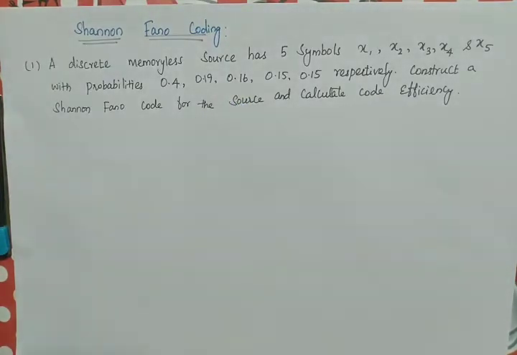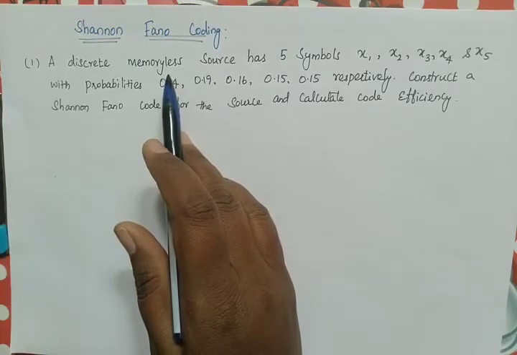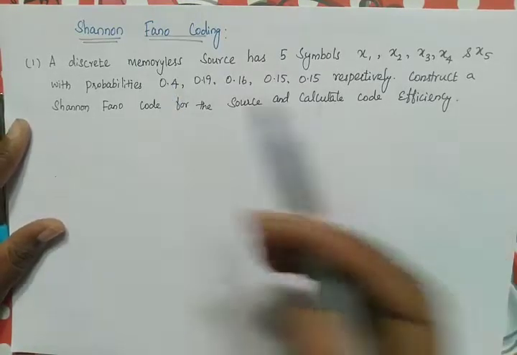If you get this Shannon Fano coding. See, this is a source coding algorithm. We have Shannon Fano, and then next we'll move on to the Huffman coding.